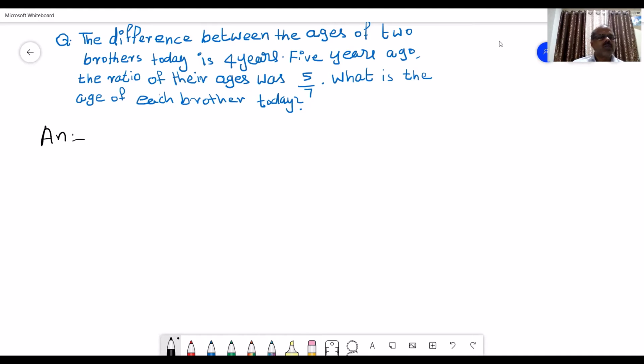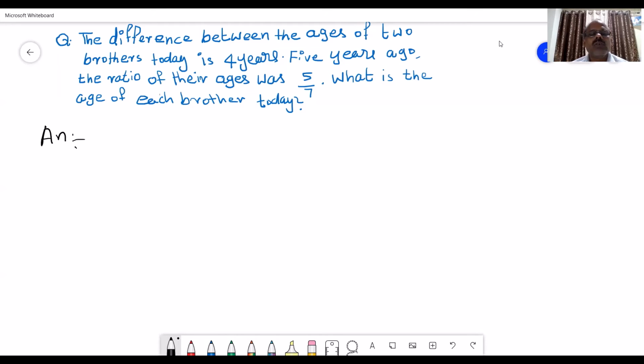Now let us come to this question. The question is: the difference between the ages of two brothers today is 4 years. 5 years ago, the ratio of their ages was 5/7. What is the age of each brother? We have to find out the age of each brother. This is coming in equations with one variable, so we will solve this question by introducing one variable, as we don't know the ages of either of the brothers.